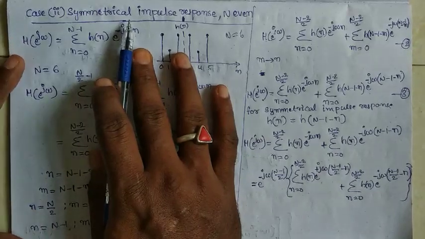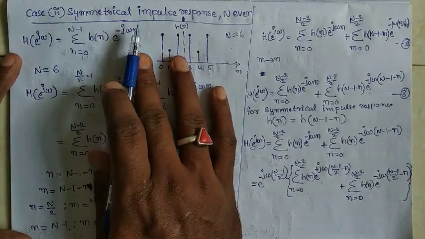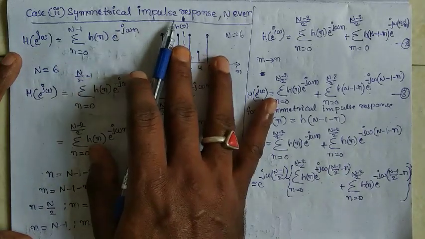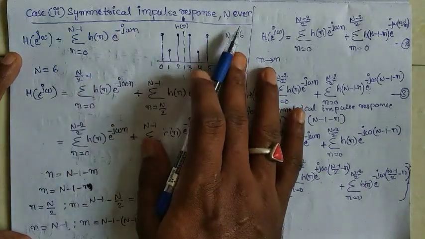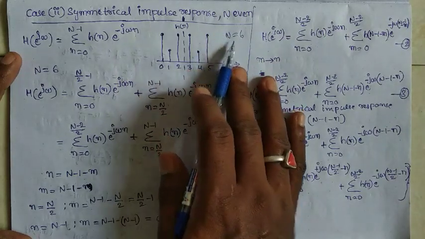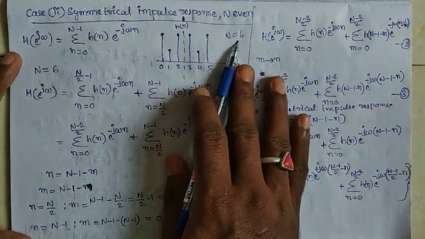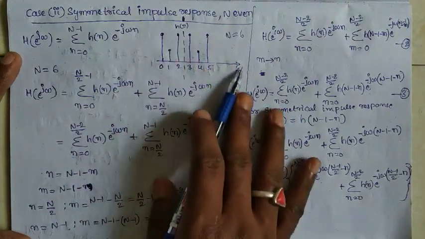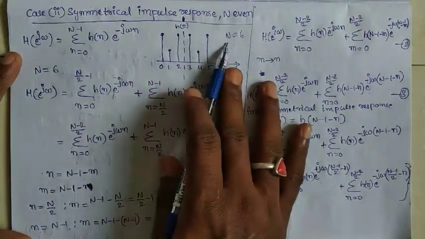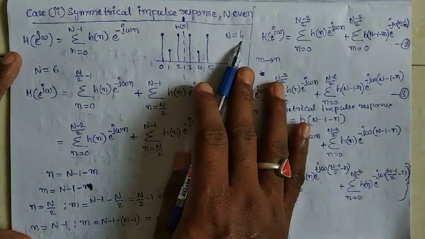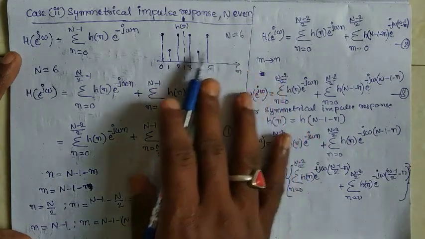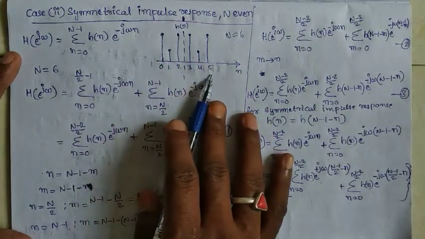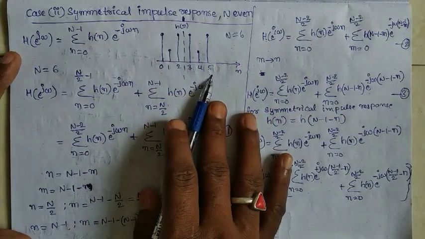In this lecture, we are going to discuss the frequency response of an FIR filter with a symmetrical impulse response, capital N even. Here I am considering capital N equal to 6. The figure shows the impulse response for capital N equal to 6. This H of n is defined from n equal to 0 to 5.